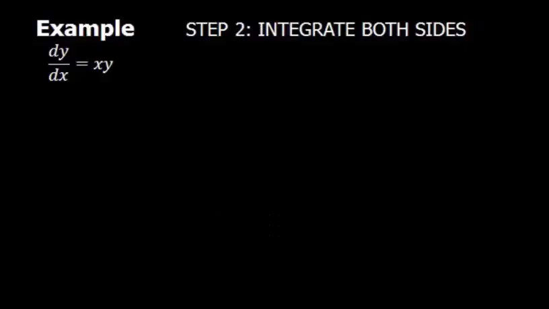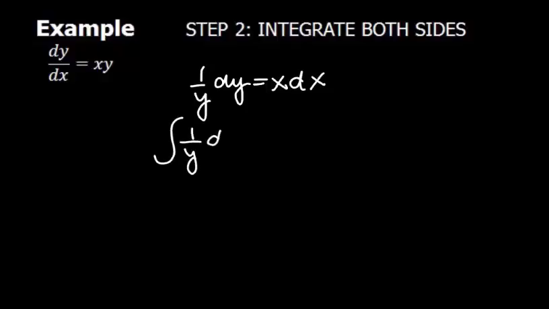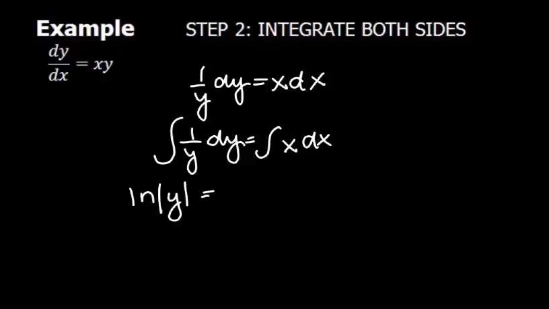Alright, so then we can move on to our next step, which is to integrate both sides. As you can see from the last slide, we did have 1 over y dy equals x dx. So we're going to take the integral of both sides: the integral of 1 over y dy equals the integral of x dx, and then we can go ahead and take our integral. Now we know the integral of something that has the -1 power is the natural log of that thing, so the integral of this is equal to the natural log of the absolute value of y, and that is equal to x squared over 2.